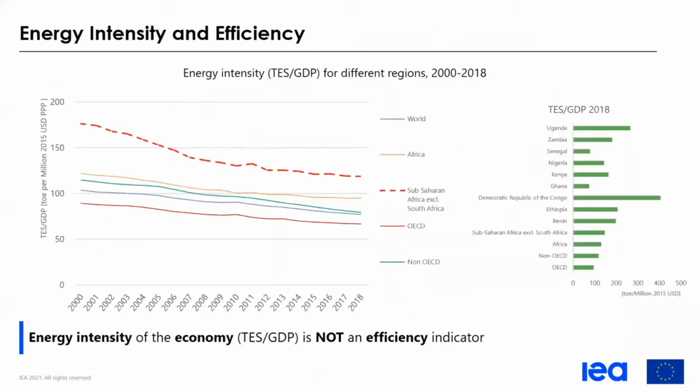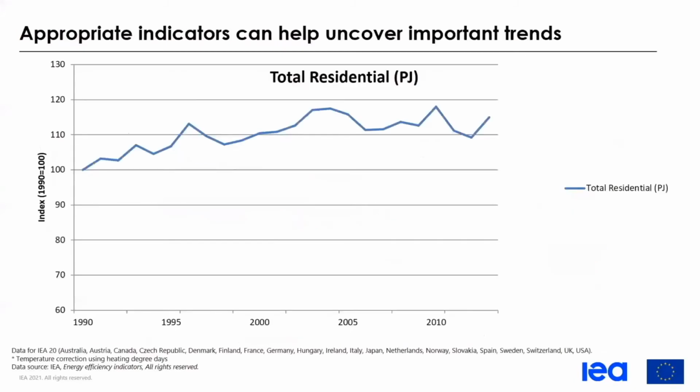Let's see now an example of a widely used indicator, the energy intensity. We can see a figure illustrating the energy intensity trends for different regions from 2000 to 2018. Energy intensity is commonly used as a proxy for energy efficiency. However, the indicator is too high level and includes different factors, such as the structure of an economy or the activity, besides real efficiency. So in order to study efficiency, we need more detailed data.